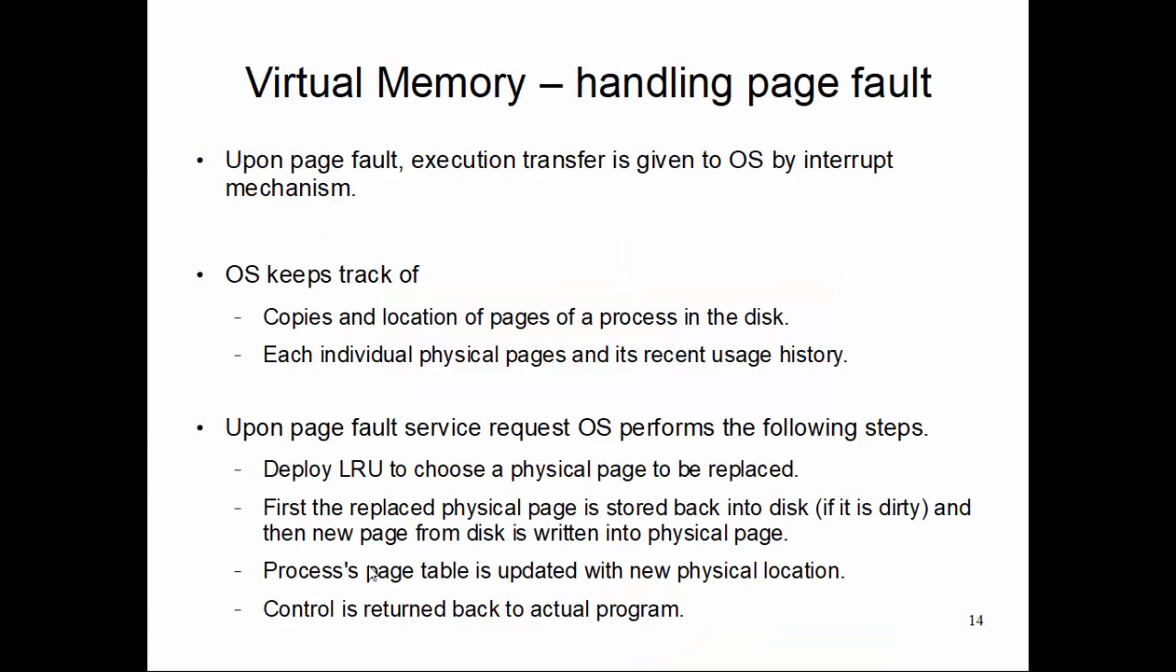Now, upon page fault, what happens? Execution transfer is given to the operating system by the interrupt mechanism. I hope you remember what the interrupt mechanism is from your computer organization classes. The operating system keeps track of the copies and locations of the pages of a process on the disk, and each individual physical page and its recent usage history, so that it can look at which page to replace. It runs a page replacement algorithm as suitable.